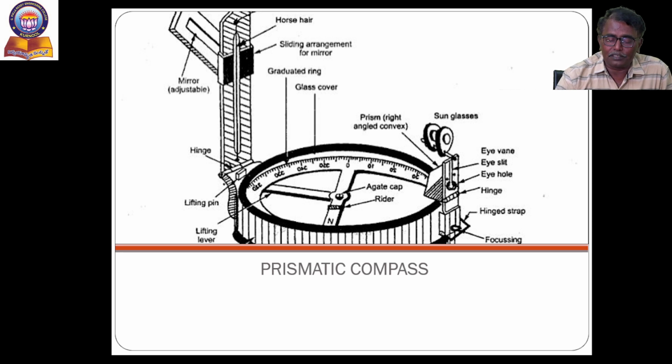We call it a graduated ring, generally made of aluminum, and the readings are printed inverted. That means when you look through the eye prism, the reading will be visible. That is the concept here. So the readings are inverted and ascending in a clockwise manner. The complete reading is provided, 0 to 360 degrees.